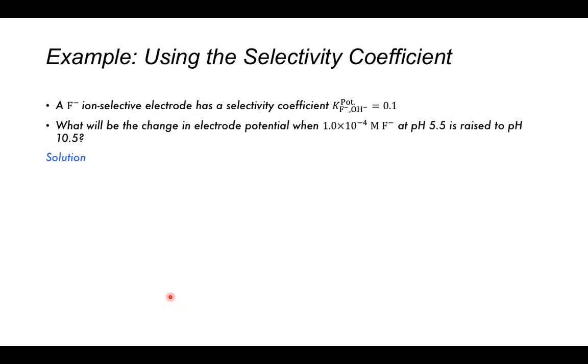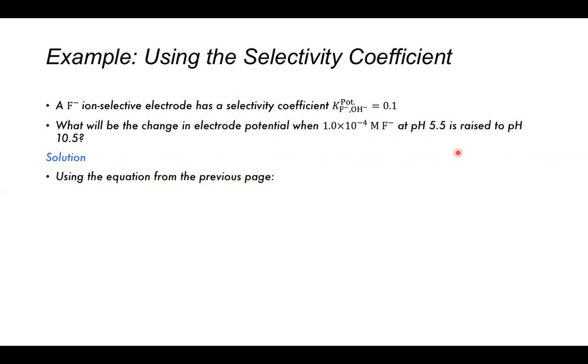So, using the selectivity coefficient, the F minus ion selective electrode has a selectivity coefficient K equal to 0.1 for the response of OH minus, because the electrode can also respond to that. So here we have a selectivity coefficient of 0.1, meaning that it's only about 10% of the response that it would have to fluoride ion. So what will be the change in electrode potential when 1.0 times 10 to the minus 4 molar fluoride at pH 5.5 is raised to pH 10.5?